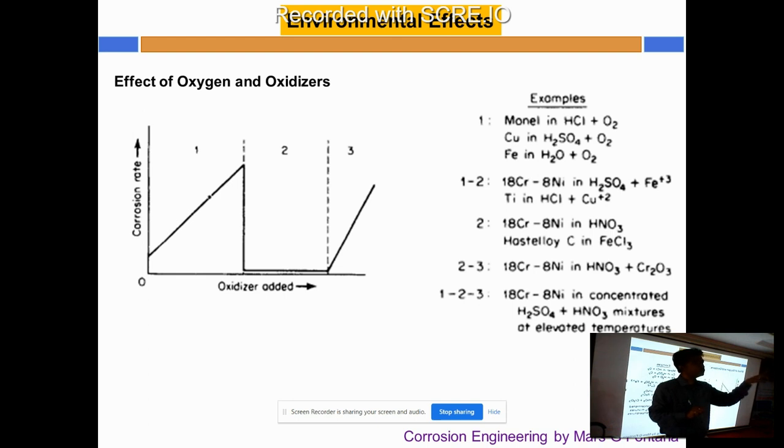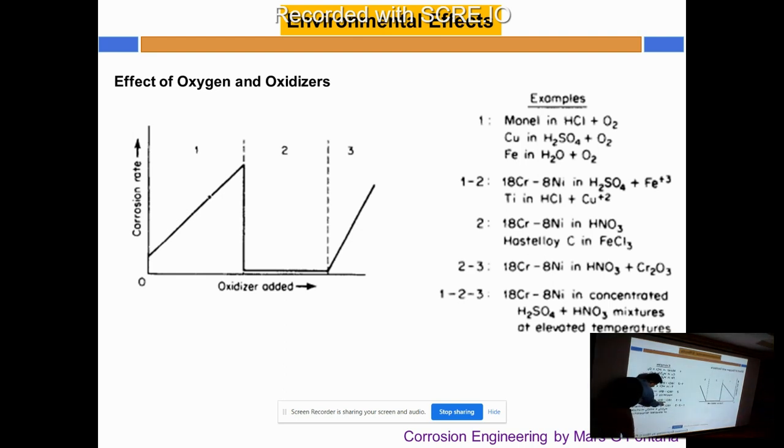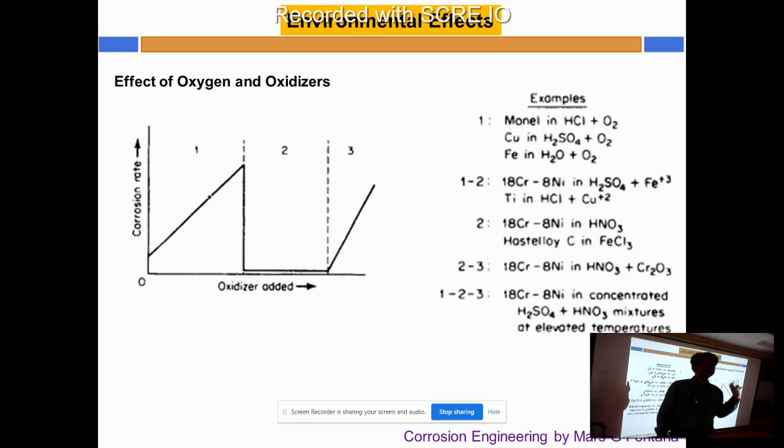Passive, transpassive. There are only a few metals, for example chromium and nickel in nitric acid. When I add chromic acid, it will first show passive, which means there is no corrosion. But slowly after some time, it undergoes transpassive. That means the chromium oxide layer will slowly peel off and dissolve in the chromic acid solution. Dissolved means again corrosion. So passive mode, transpassive mode. Clear? Understood?